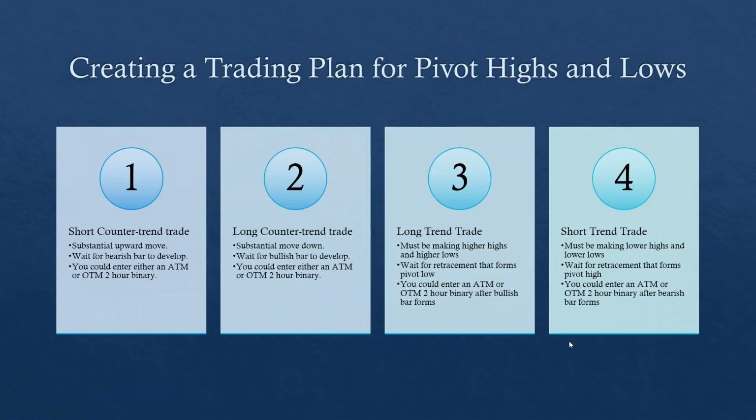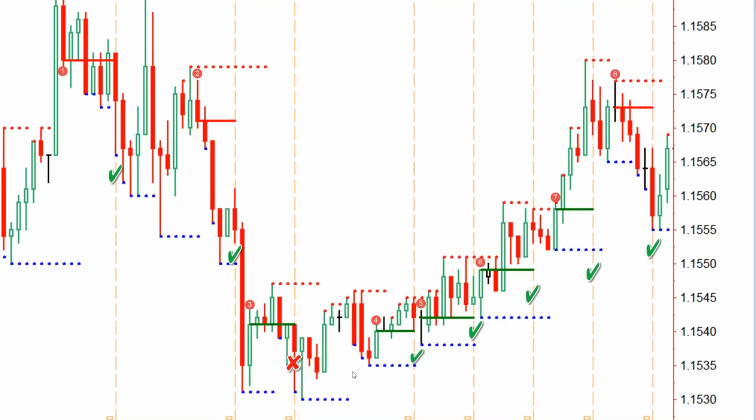But let's say that we were doing a short trend trade. In that case, you must be making lower highs and lower lows. You have to wait for the retracement. And when that forms a pivot high, then you could enter an at the money or an out of the money using a 2-hour binary. But that bearish bar has to form. Okay? So let's look at some trades using that methodology.